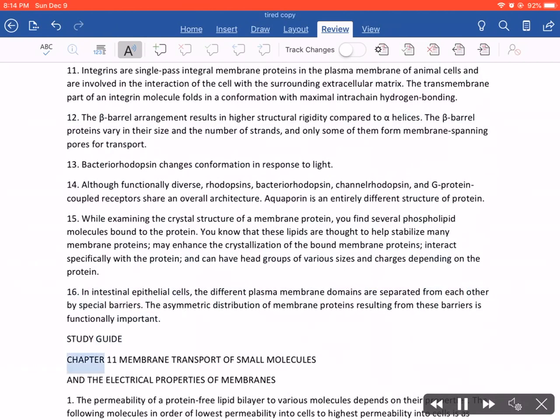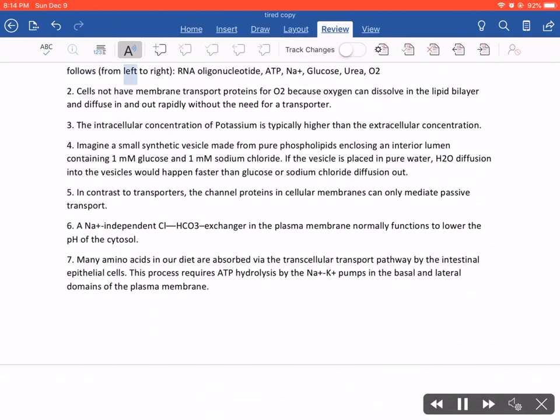Study Guide. Chapter 11, Membrane Transport of Small Molecules and the Electrical Properties of Membranes. 1. The permeability of a protein-free lipid bilayer to various molecules depends on their properties. The following molecules in order of lowest permeability into cells to highest permeability into cells is as follows, from left to right: RNA oligonucleotide, ADP, Na+, glucose, urea, O2.